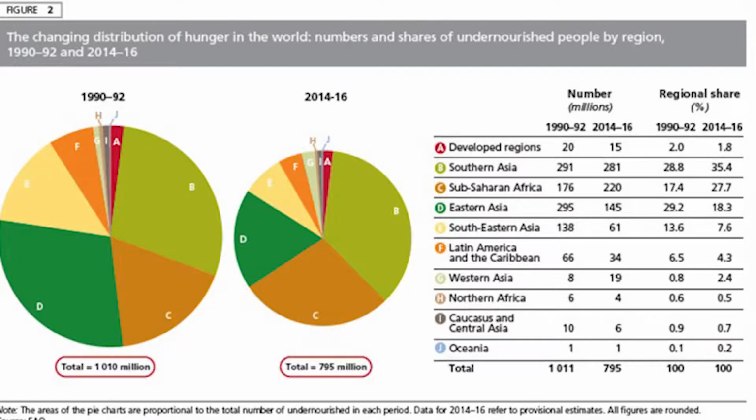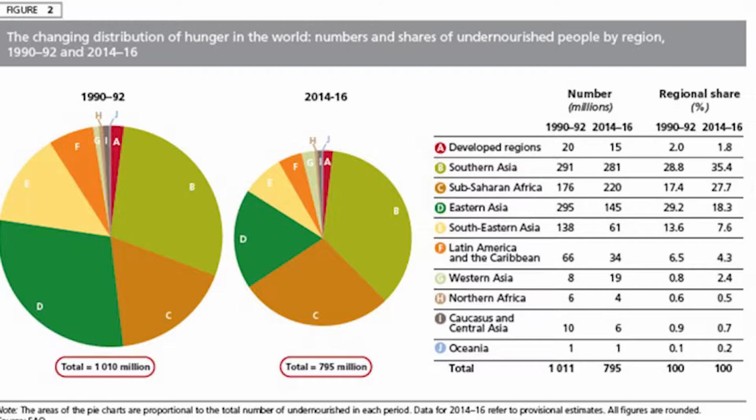But there is one notable exception, which is quite interesting, but also worrying, and that is Sub-Saharan Africa. So, in 1990-92, there were 176 million people undernourished, hungry, and now, or 2016, 220 million, right? So that is actually the oddball in the room.